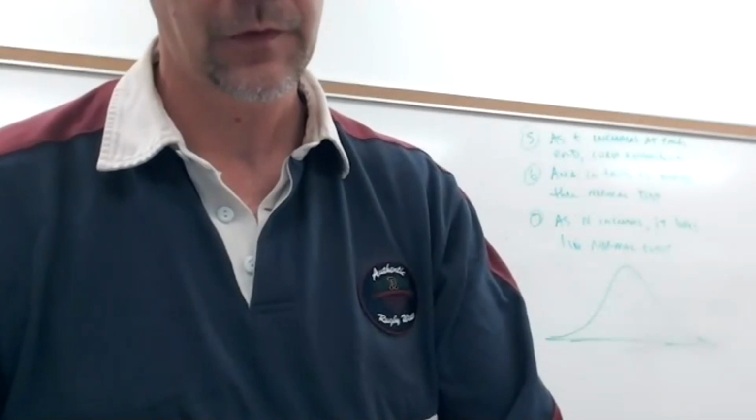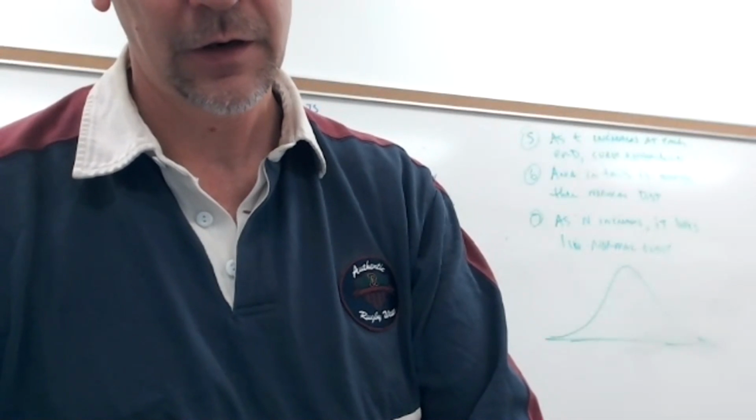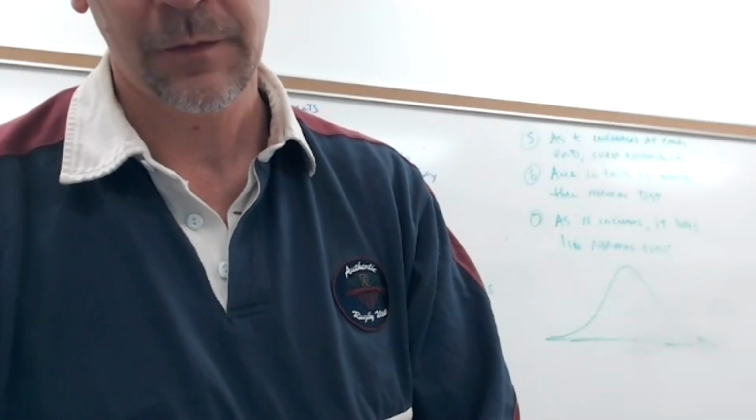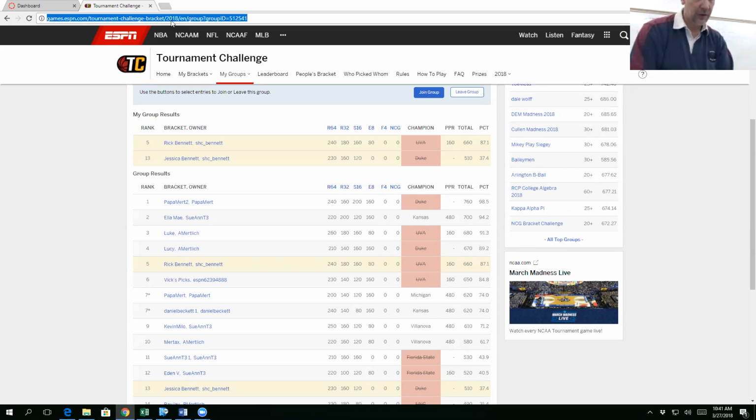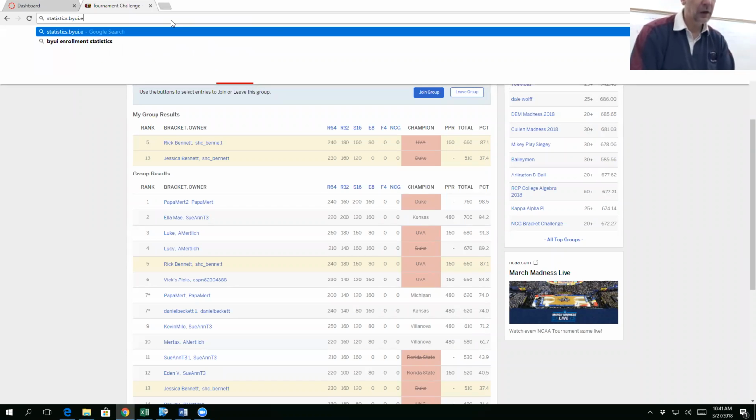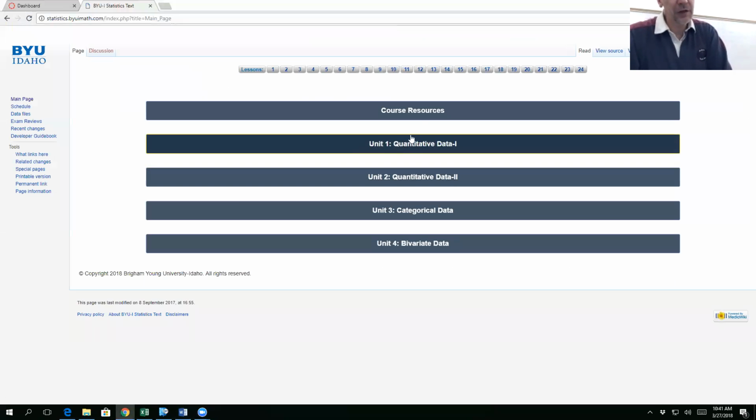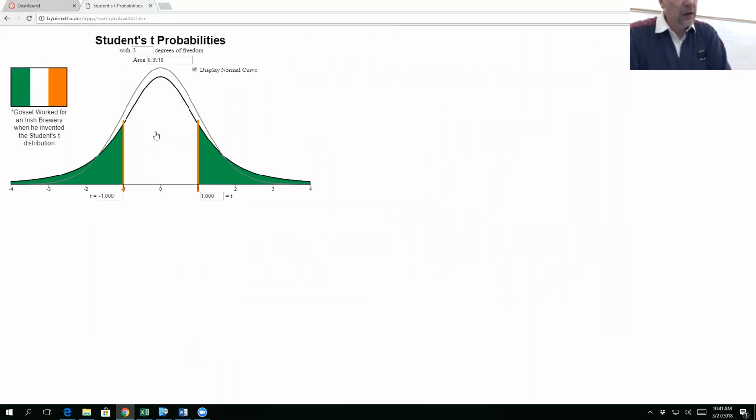There's a website out here, and let me see if I can find it here. Let me share first. All right, so here's an example of a t-distribution, and it looks pretty cool. So you can see here's the normal curve. So this is a t-distribution with 3 degrees of freedom. You can see that the tails are a little bit bigger on the t-distribution than they are on the z-distribution, the normal distribution. It was discovered by a person named William Gossett. He actually worked in an Irish brewery.